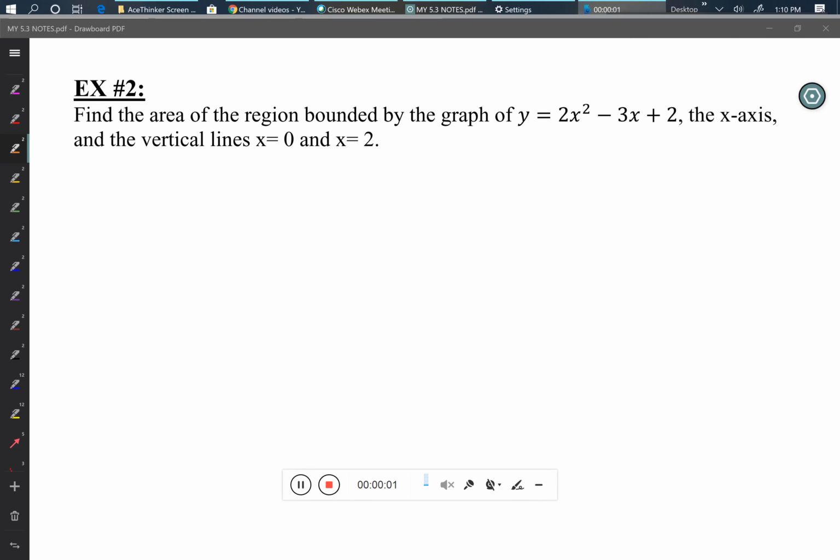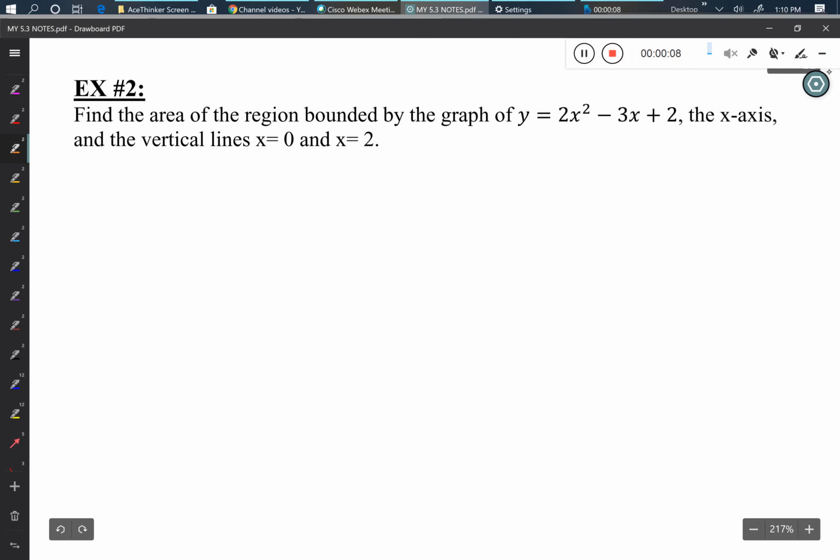Welcome back to part 2 of section 5.3, the Fundamental Theorem of Calculus. All right, so here's our last example, and then we'll move on to the second part of this section. Our job is to find the area of the region bounded by the graph of this parabola, the x-axis, and the vertical lines x equals 0 and x equals 2.